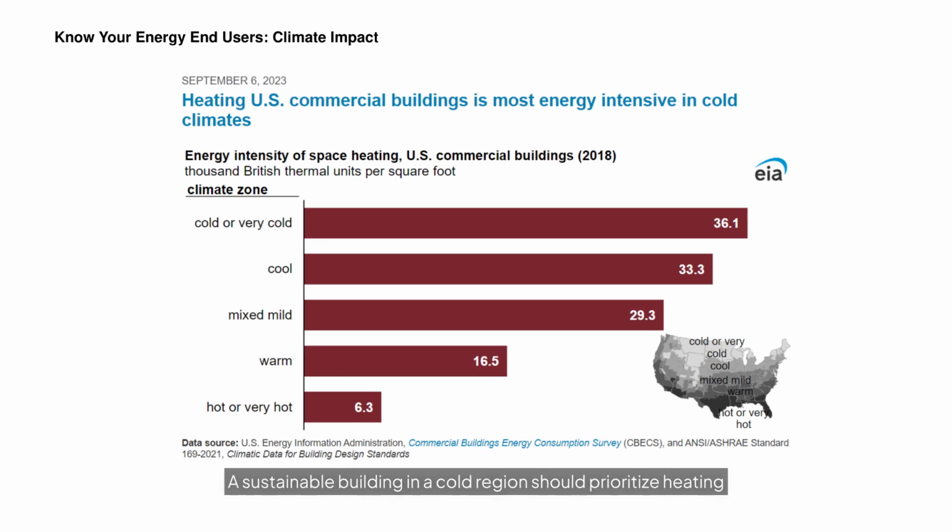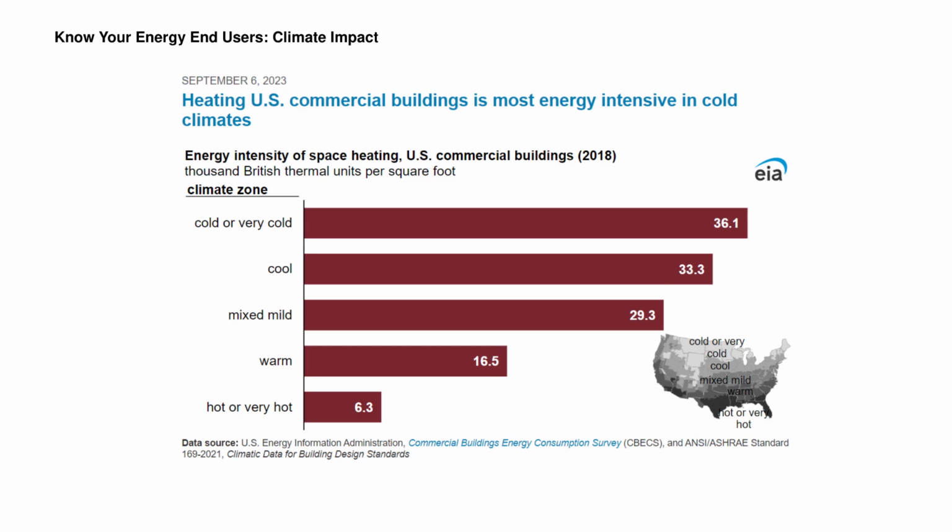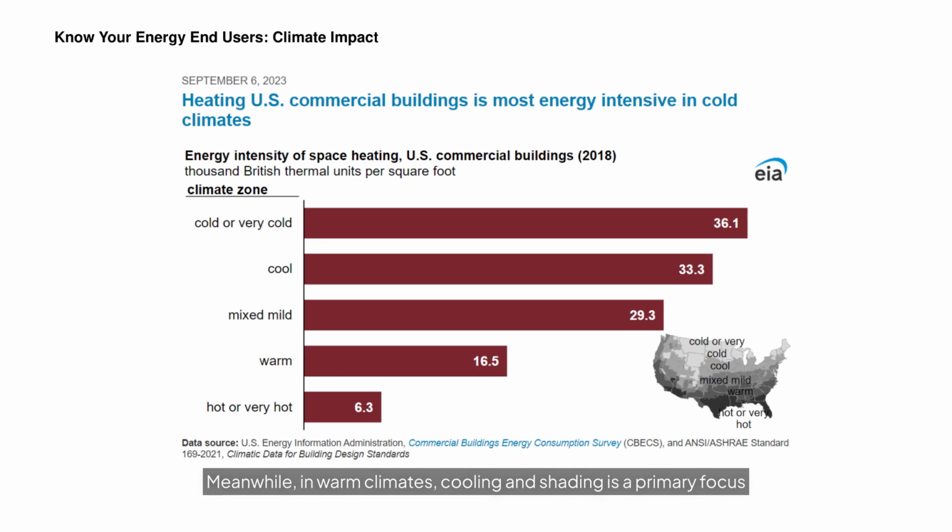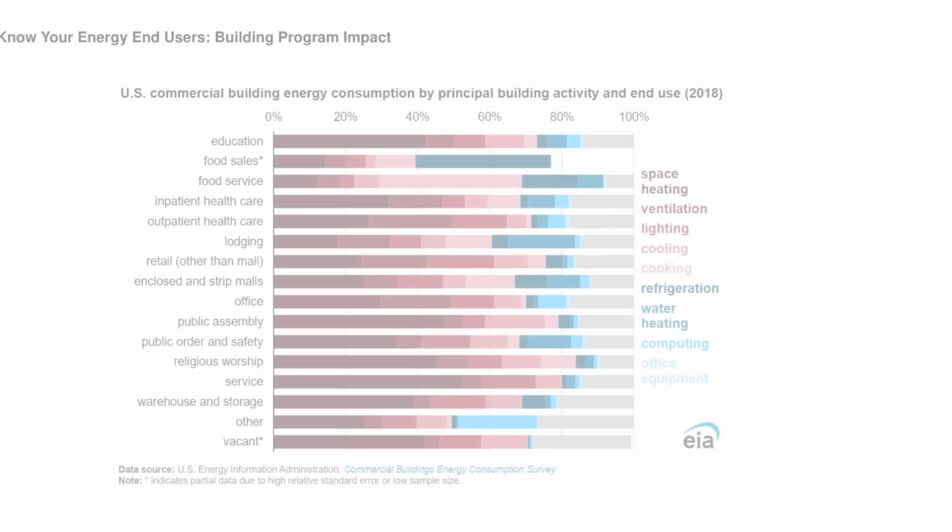A sustainable building in a cold region should prioritize heating via features like high insulation, solar heating, and heat recovery, all aimed at reducing the heavy heating load. Meanwhile, in warm climates, cooling and shading is a primary focus via features like high-performance windows, shading devices, operable apertures, and landscaping. Climate affects building energy expenditures, and bioclimatic buildings must respond to those local climates.